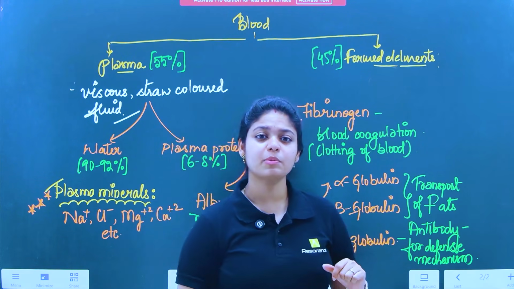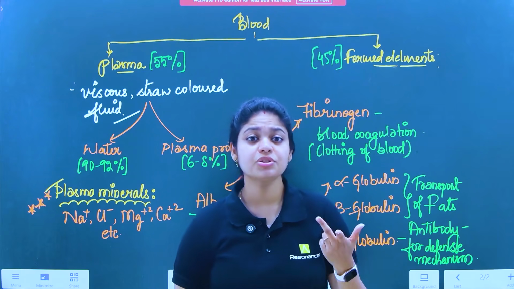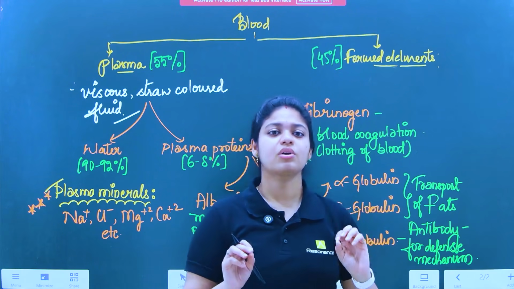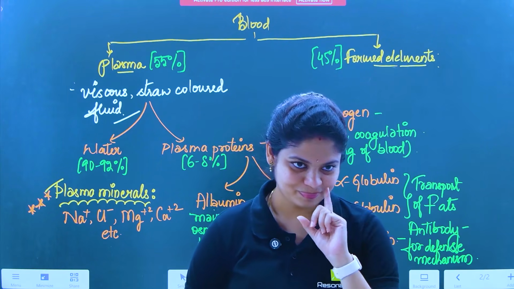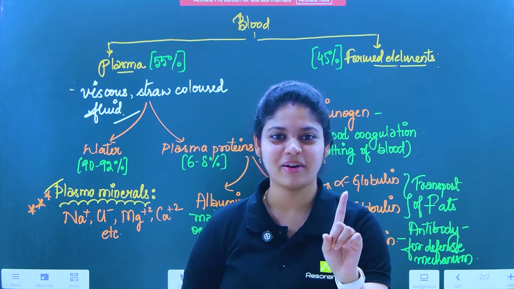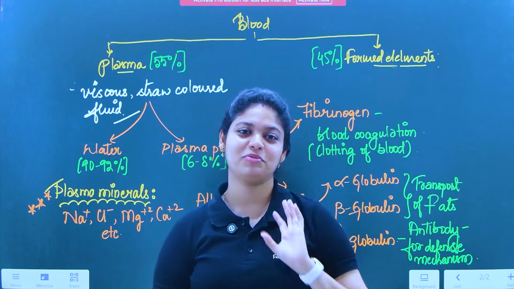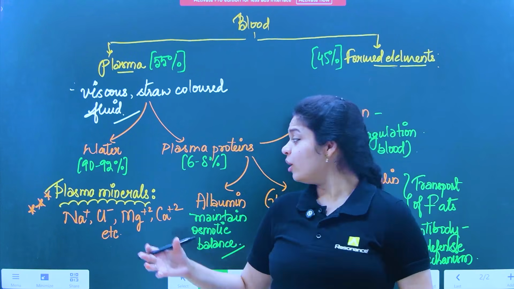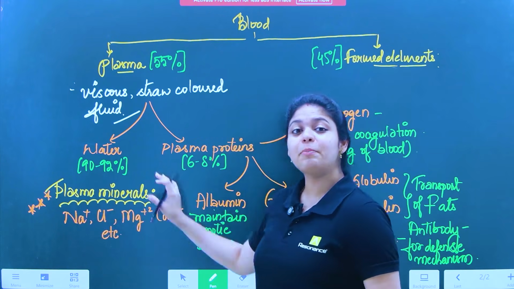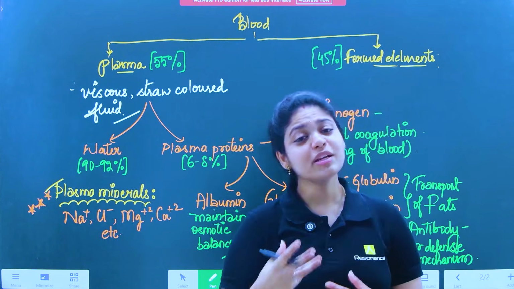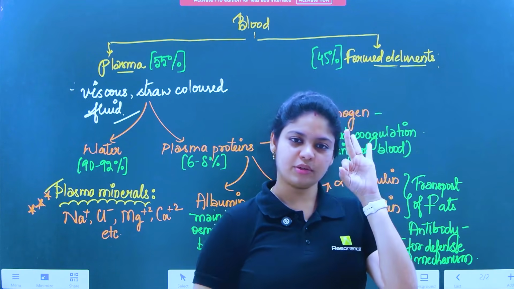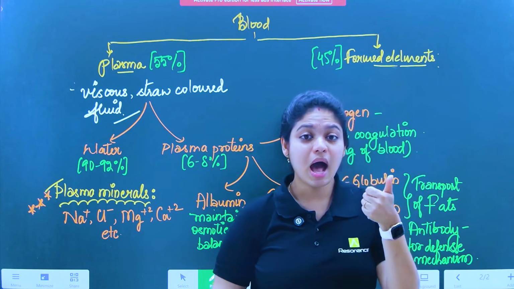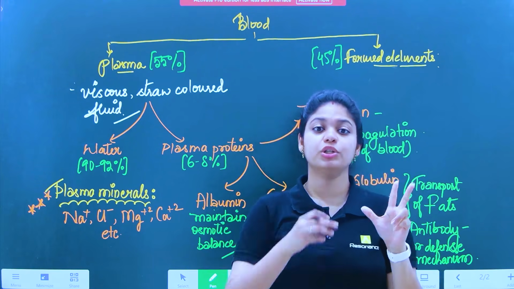In the water, there are certain minerals which are present. What are those plasma minerals? Sodium, calcium, magnesium, etc. Yes, Aditi, you are on the right track. But you have to wait for the answer. So these plasma minerals are present in the water. Next, moving on to plasma proteins. There are three types of plasma protein: albumin, globulin, fibrinogen.